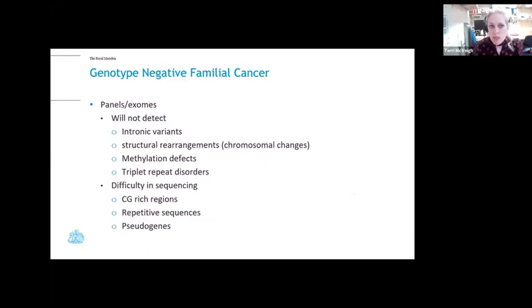The kind of limitations of the testing that I referred to there, so if you think about your panel-based test or your exomes, you're not going to pick up variants in the intronic regions and the non-coding regions. You're not going to pick up structural rearrangements.